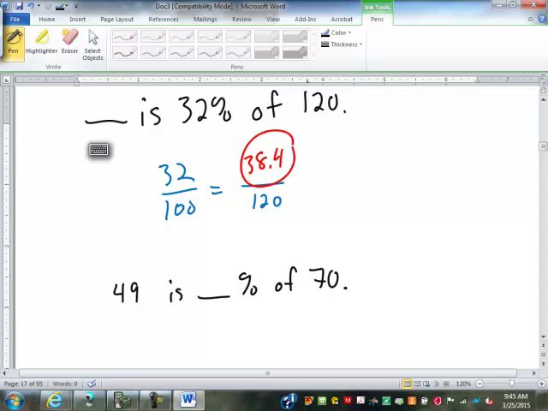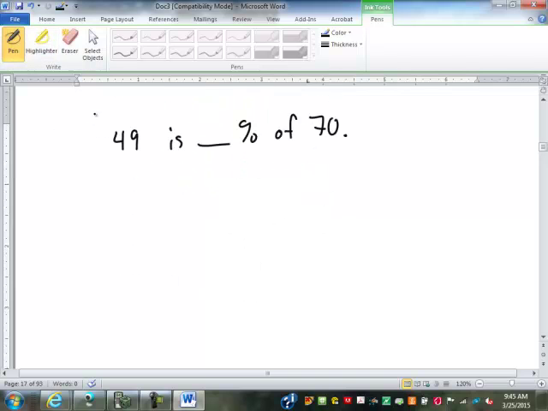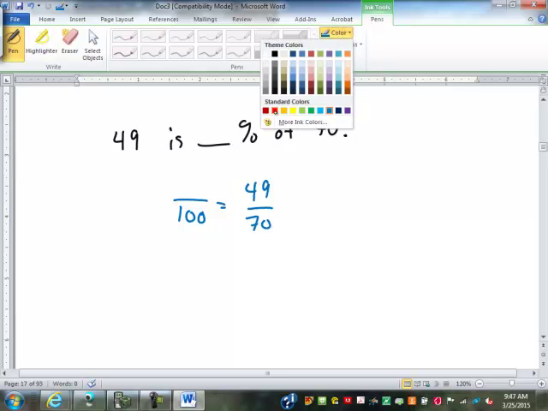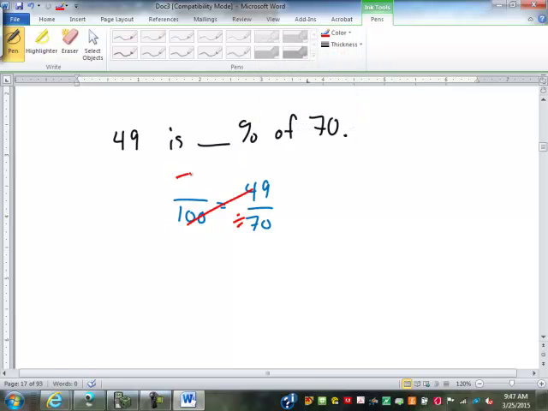There you go. Try this one. 49 is blank percent of 70. So, how do we set this one up? 49 over 70. Question mark over blank over 100. Okay, so we cross multiply and divide to get 70. Yeah, there it is. 70%. Perfect.